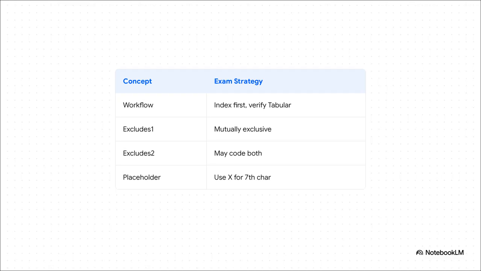Remember your workflow. Index first, verify, and tabular. Excludes 1 means mutually exclusive, so you just pick one. Excludes 2 means you may code both if documented. And always use that X placeholder to secure your 7th character position.